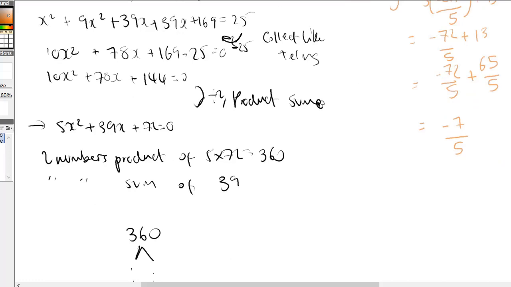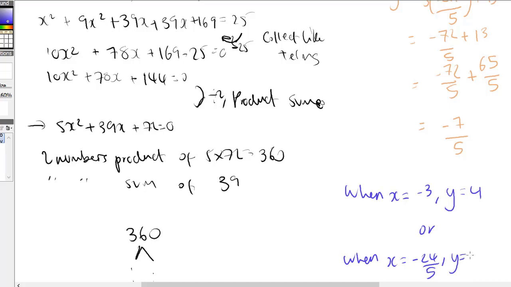So therefore, this means when x equals minus 3, y equals 4, or when x equals minus 24 over 5, y equals minus 7 over 5.